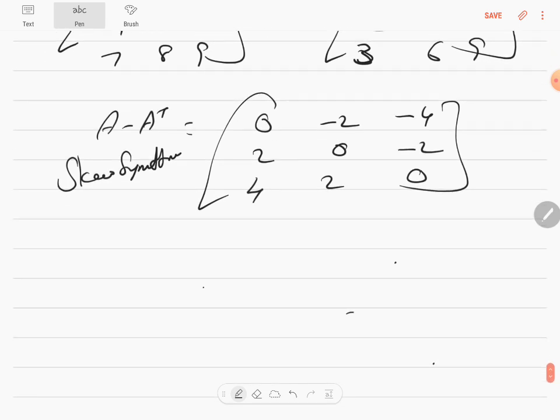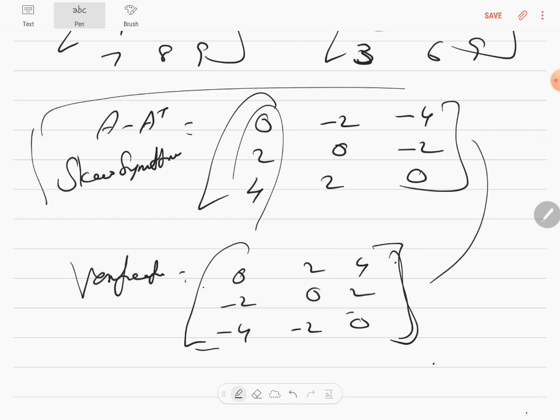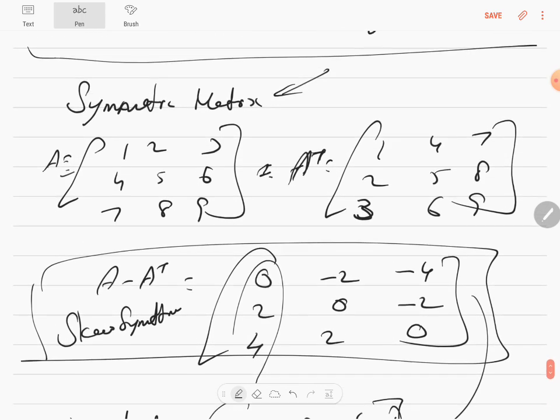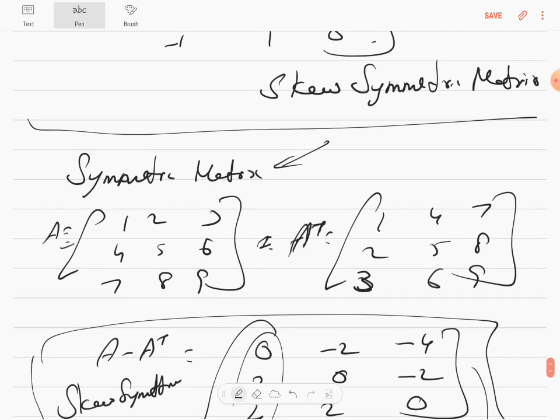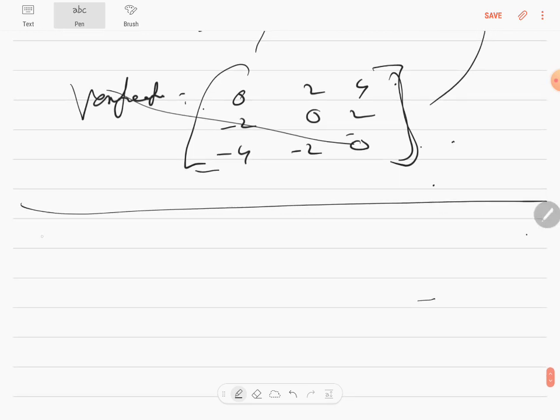Just transpose and see the verification. That is, I'm going to write the rows as columns. 0, 2, 4, minus 2, 0, 2, minus 4, minus 2, 0. Just see, wherever the negative sign is, it has become positive. Wherever positive, it's negative. So therefore, this will be a skew symmetric. This is just a verification. This you should understand. So whenever they ask you in the exam to write an example of symmetric or skew symmetric, take some dummy matrices and do this. That's all.